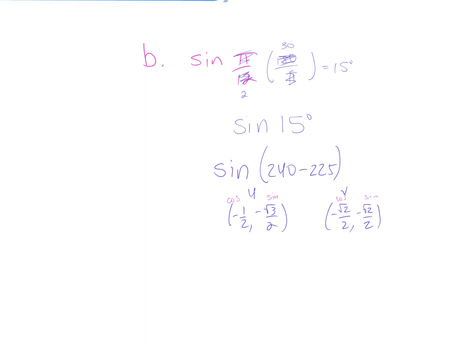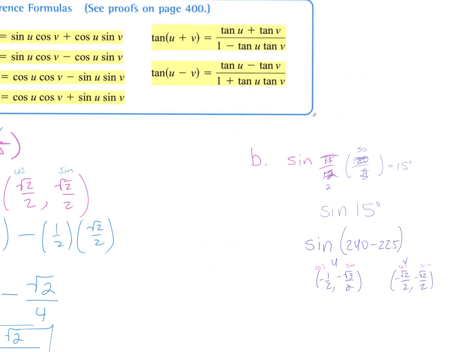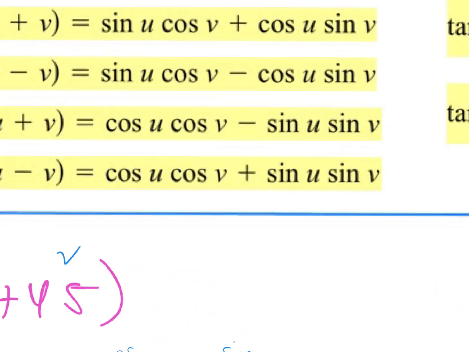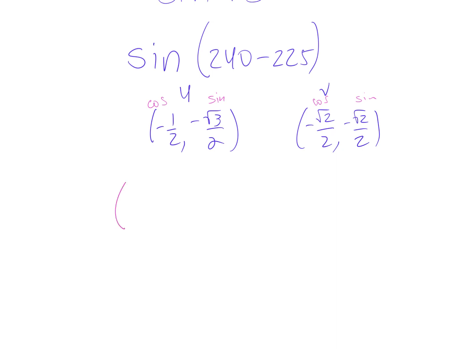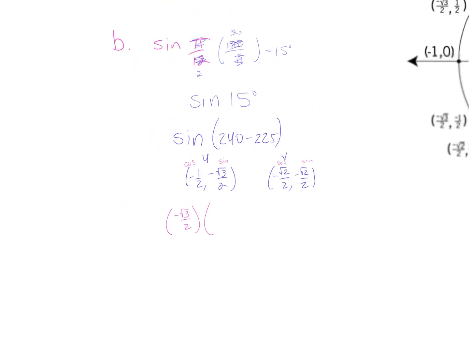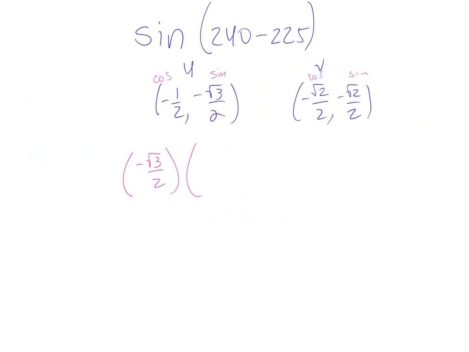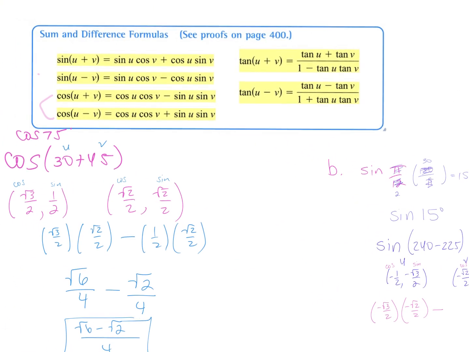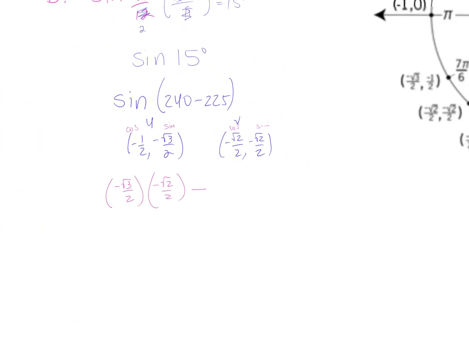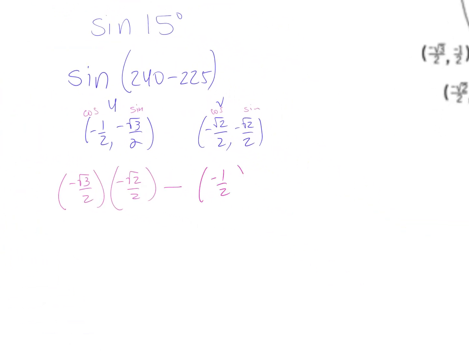I'm using the sine formula that subtracts the two angles. So look at your function, look at your formulas. Sine that subtracts. It's sine of u times cosine of v. So the sine of angle u is what? -√3/2 times the cosine, right, of v, which is -√2/2. Minus, it's the second part, cosine u sine v. So what's the cosine of u? -1/2 times the sine of v, so it's -√2/2.